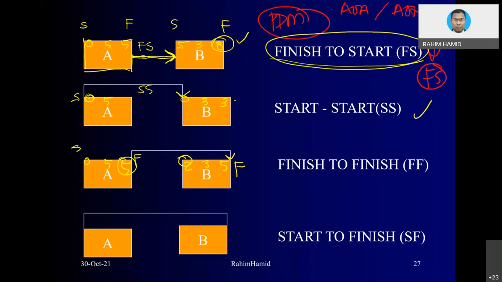And lastly, start to finish. This is a very, very weird kind of relationship, I would say. Never mind, we do have another slide tomorrow about the PDM diagram, then I will explain again. Start to finish relationship is basically the reverse of finish to start relationship. When A starts, then B finishes. This is very weird. I will explain tomorrow. It is quite rarely used, but there are some people who use it. I know an ex-student, a project planning manager, who does use it in his project.